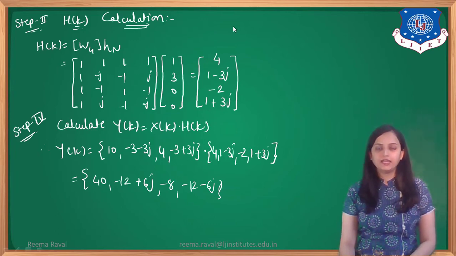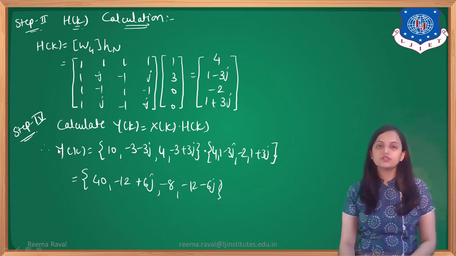As we have obtained x of k and h of k, we will multiply the respective elements to get y of k. So y of k will be equal to x of k into h of k. We have obtained these two values. So multiplying these two, we will get 40, minus 12 plus 6j, minus 8, minus 12 minus 6j as the answer of y of k.